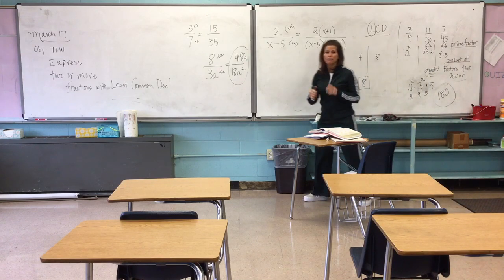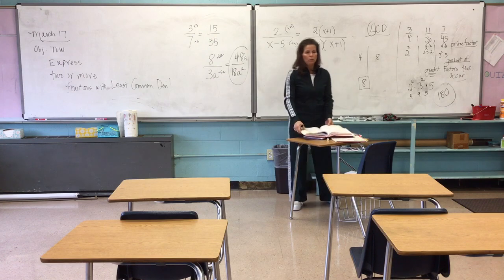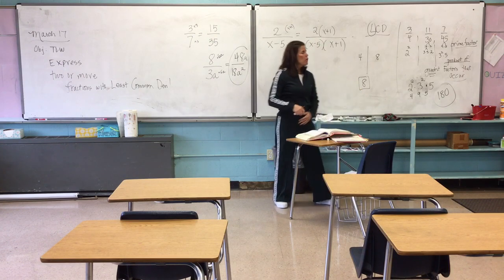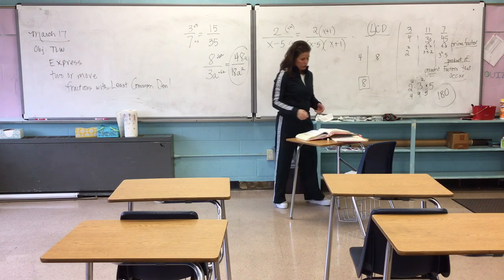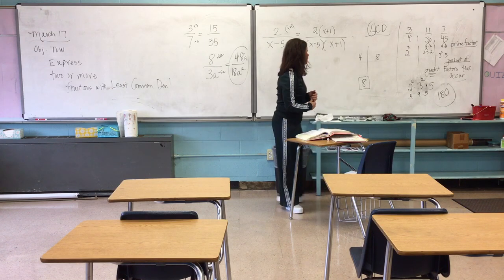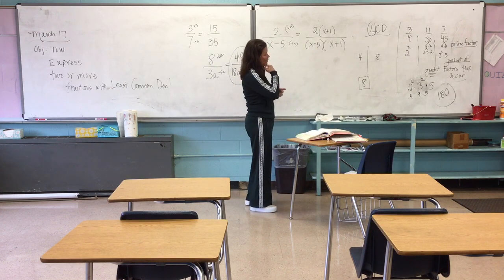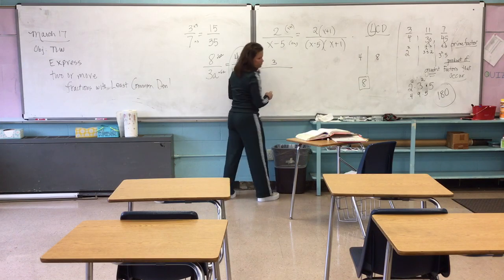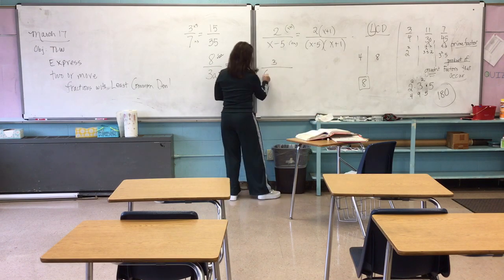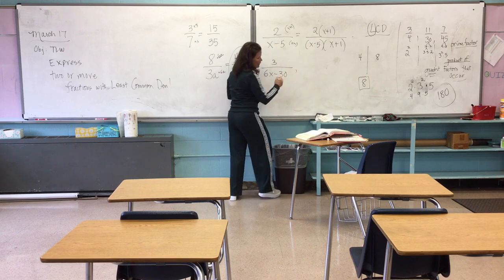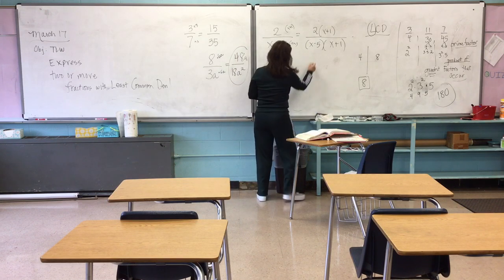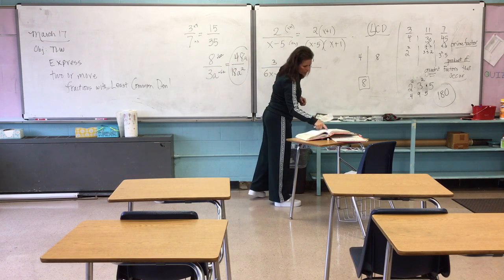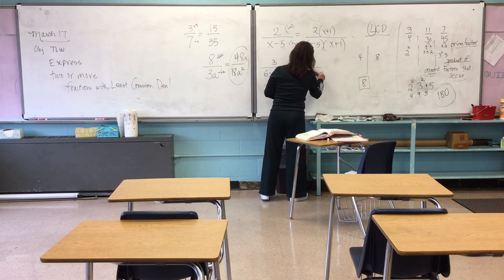You won't be doing a lot of numbers, obviously, because we dealt with that in the 6th grade. We're going to be working on polynomials to find the LCD. It has the same idea. So let's look. 3 over 6x minus 30 and 8 over 9x minus 45.